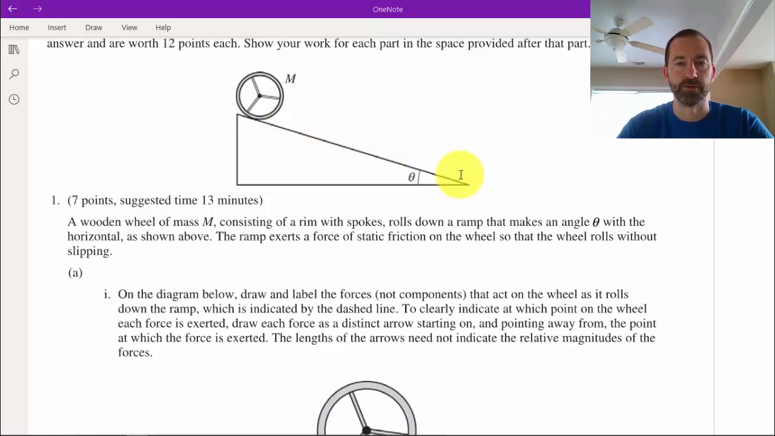The ramp exerts a force of static friction on the wheel so that the wheel rolls without slipping. I mean, instead of sliding and rolling like a bowling ball in a bowling alley, it is just going to roll. There's no slippage. And that's all the given information, there's not a lot going on there.